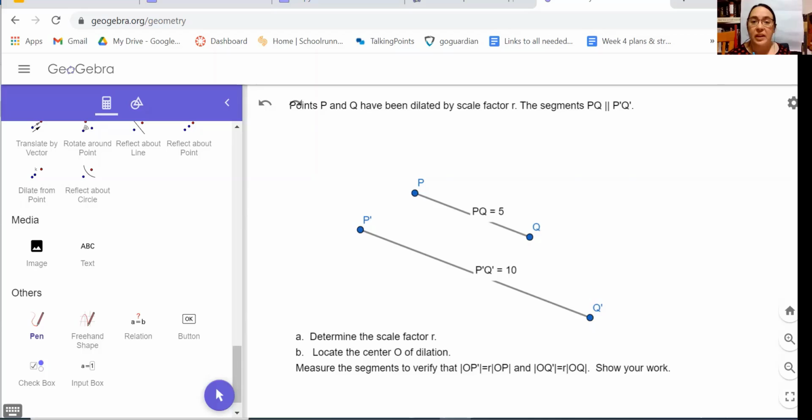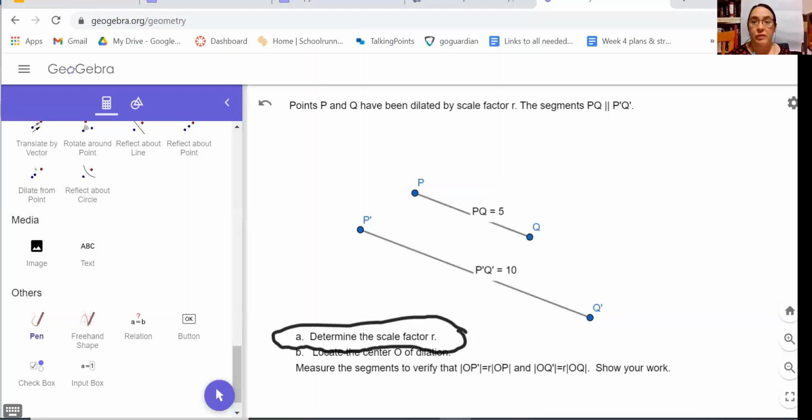The points P and Q have been dilated by the same scale factor, R, but we don't know what R is. The segments PQ and P prime Q prime are parallel. So as you see in the picture, P prime Q prime looks like it's moving at the same angle, so it would never intersect PQ. The first thing we want to do is determine the scale factor, R.